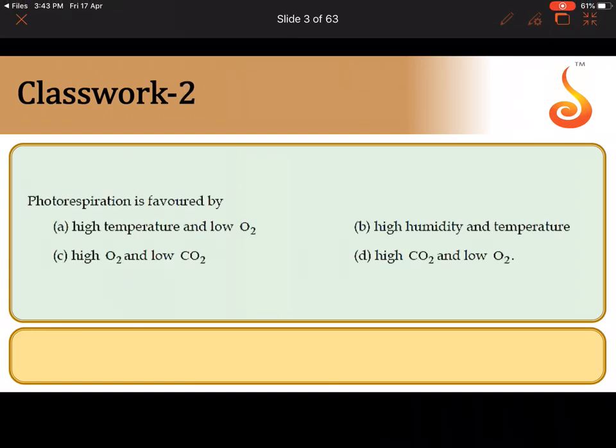Photorespiration is favored by. See, photorespiration is a process in which rubisco is diverted from undergoing the Calvin cycle or C3 cycle. Now, generally, rubisco gets very easily distracted by oxygen. So, the obvious answer would be when the concentration of oxygen, or the ratio of oxygen to carbon dioxide, is very, very high. That means there is high oxygen and less carbon dioxide available, then this enzyme, rubisco, is diverted to photorespiration rather than carrying out the Calvin cycle, and therefore the rate of photosynthesis suffers.